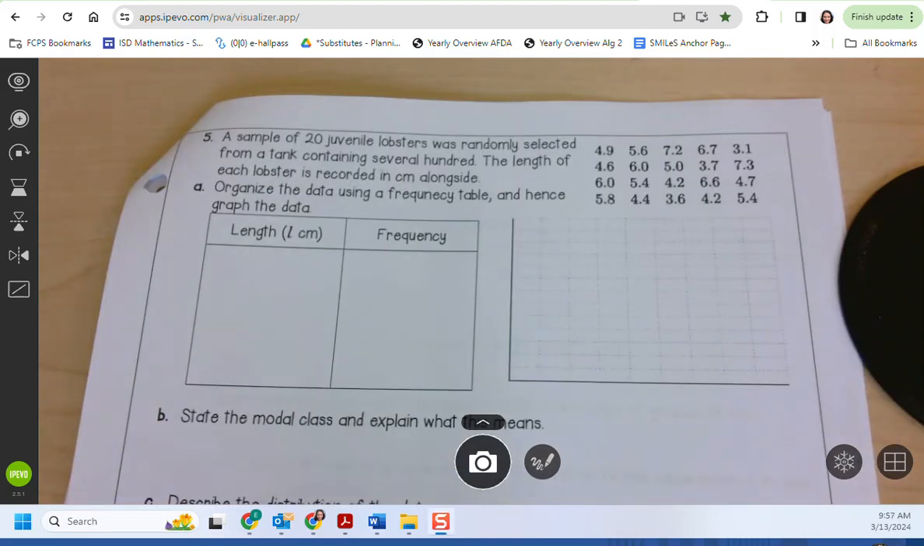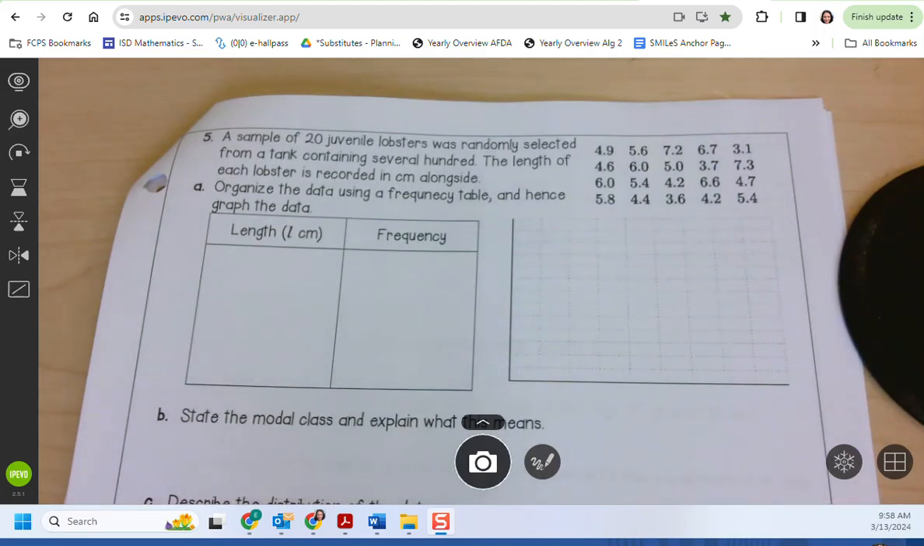A sample of 20 juvenile lobsters. This is what math questions are all about. Was randomly selected from a tank containing several hundred. So you know they don't want to measure all those lobsters. The length of each lobster is recorded in centimeters alongside. Organize the data using a frequency table and hence graph the data.